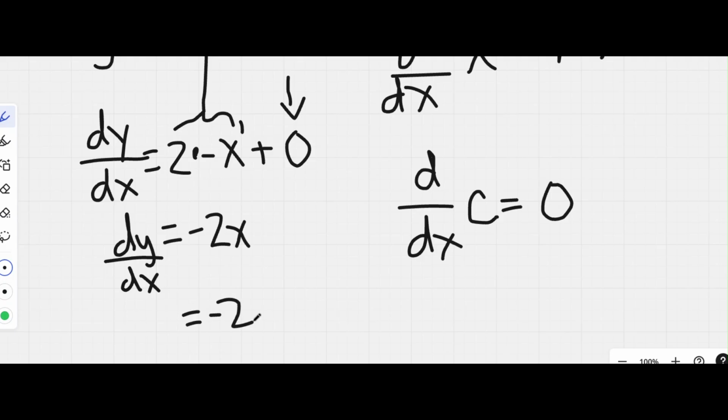All right, everybody. Good job. And in that instance, we're going to write it as d squared y over dx squared.